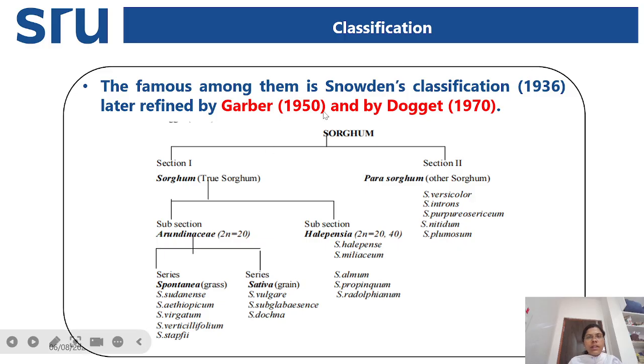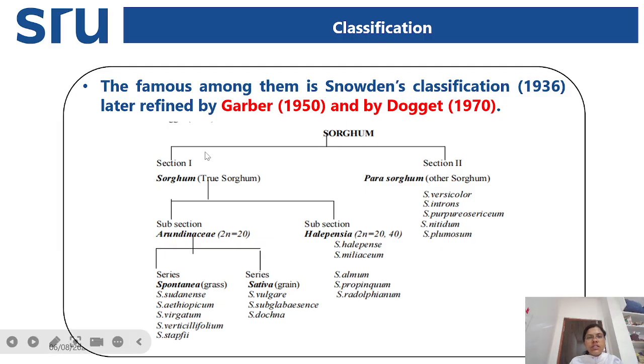Next, coming to the classification, the famous classification is Snowden's classification, which was given in 1936. Later this classification was refined by Garber in 1950 and Doggett in 1970. They refined this classification of sorghum.